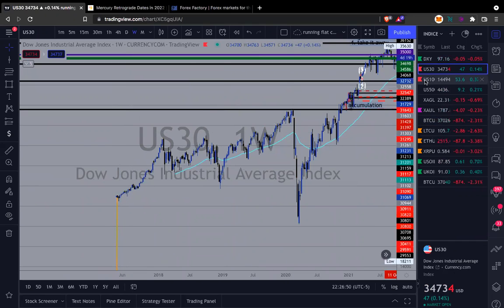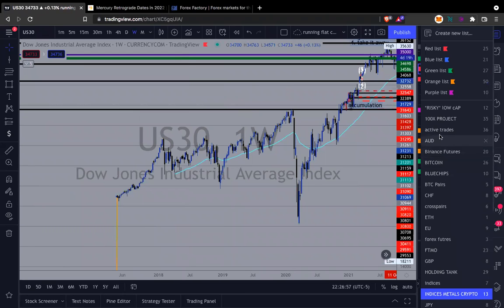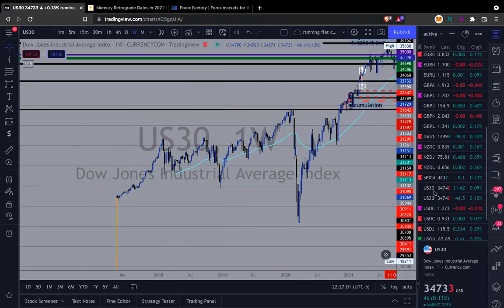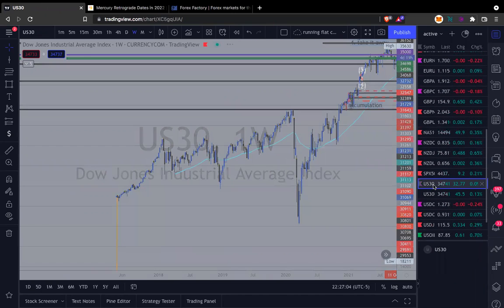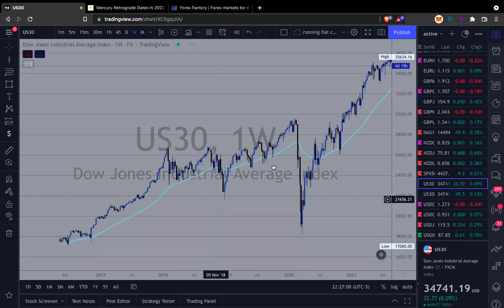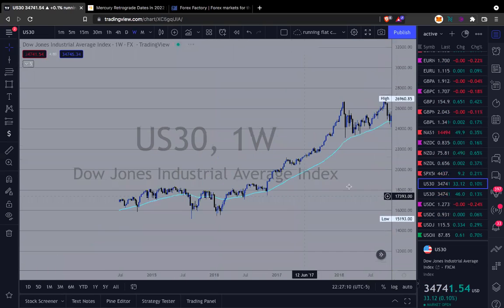Oh, what the? Why is this US 30 not giving me that? Give me the proper US 30. It'd be here. And I'm going to show you guys. There it is. FXCM. There we go. 2016. What was the stock market doing?